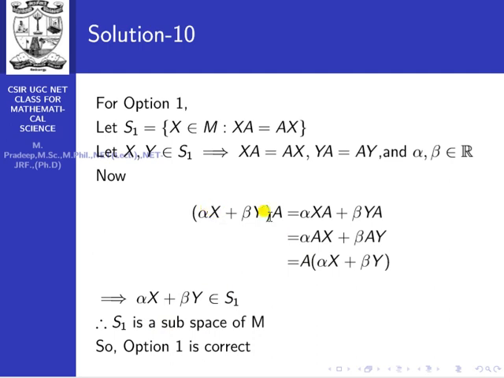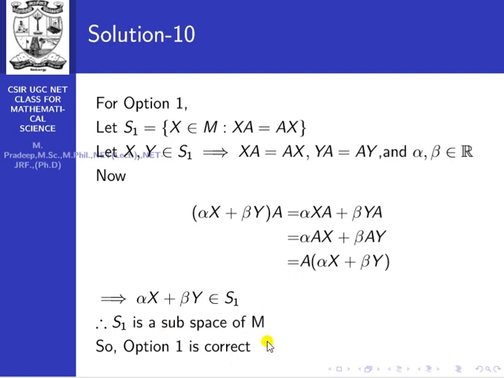So alpha x plus beta y into A எடுத்துக்கிறேன். When you multiply A, alpha into xA, beta into yA, xA எப்படி எக்ஸ்பிரஸ் பண்ணலாம்? xA is equal to Ax because x, y belongs to S1 ன்றதுனால, Ax and yA equal to Ay. So when you take the A value, A into alpha x plus beta y. From this what is the conclusion? Alpha x plus beta y into A equal to A into alpha x plus beta y. அப்படினா alpha x plus beta y should belong to S1. அப்படினா S1 is a subspace of M. அப்படினா option 1 is correct.